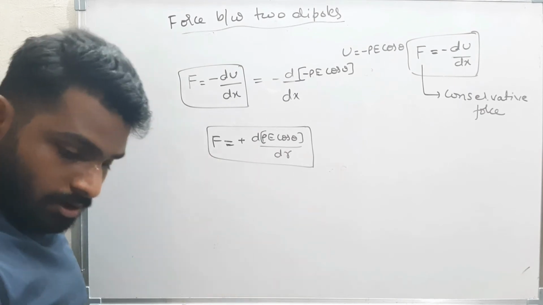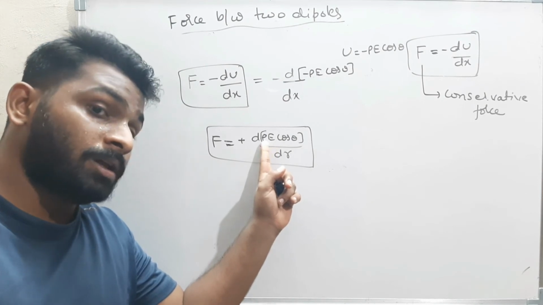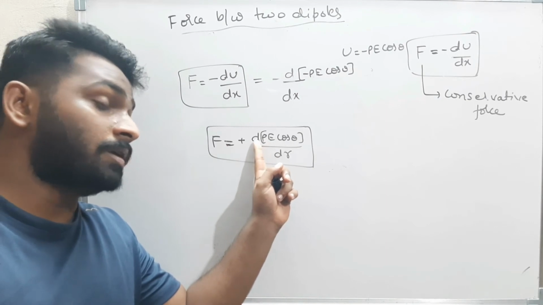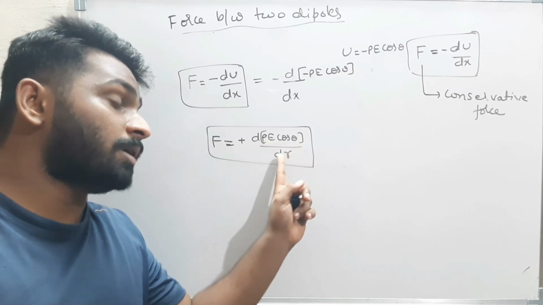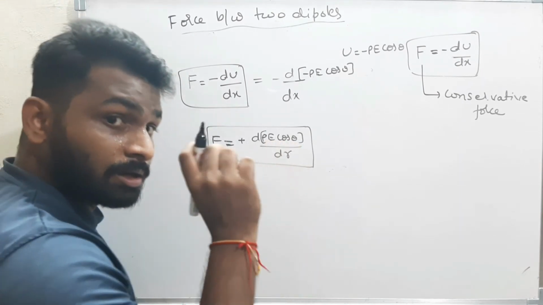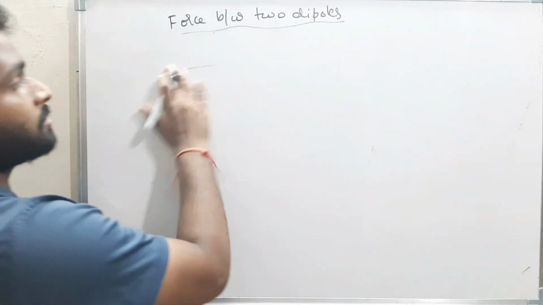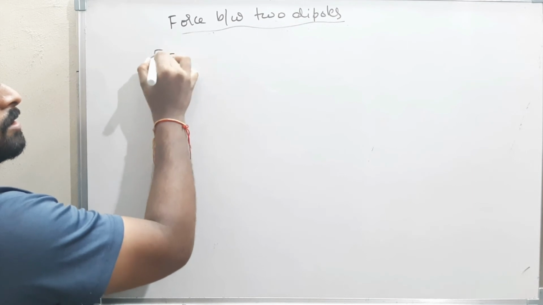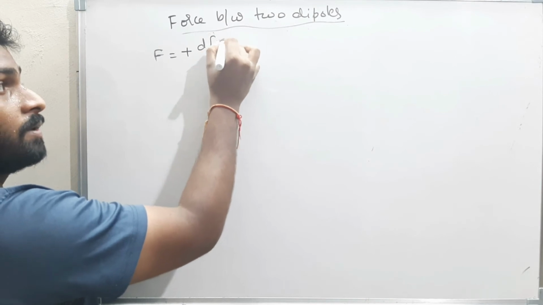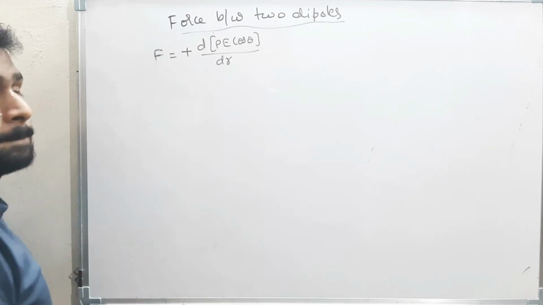Okay, that is the force. Well and good. Now observe carefully. The force acting on the dipole P when it is placed in an electric field E is the differentiation of PE cos theta with respect to dr. Now here I am using the same formula. What is the force we got? Minus into minus will give us plus d(PE cos theta) by dr.